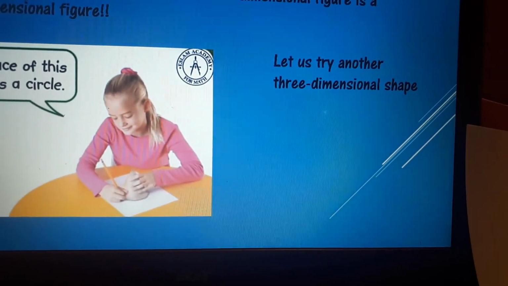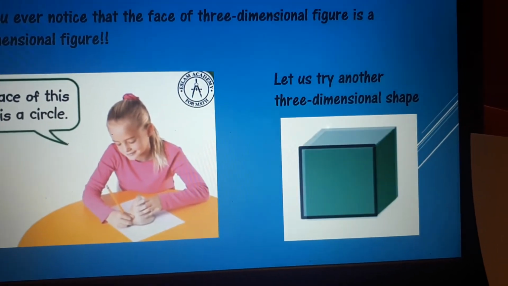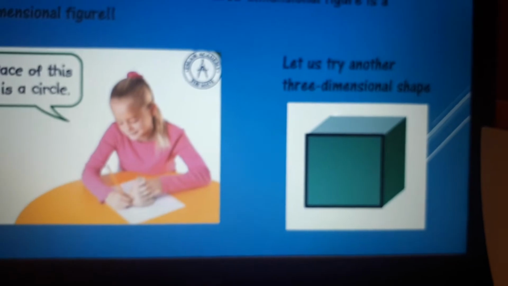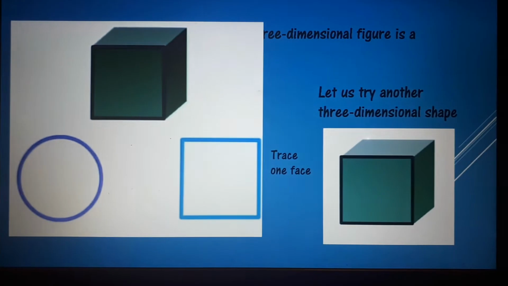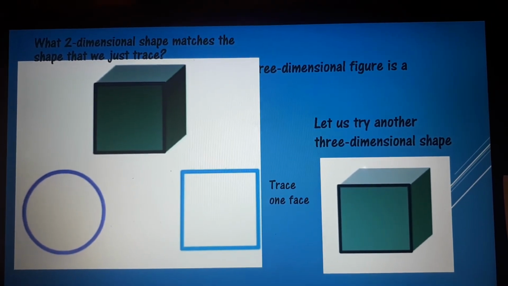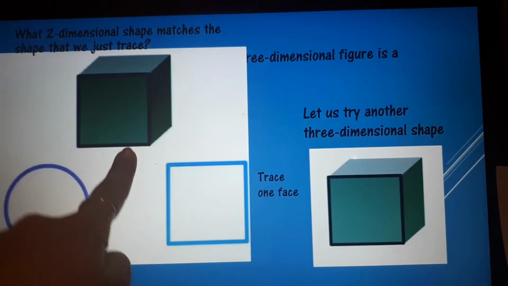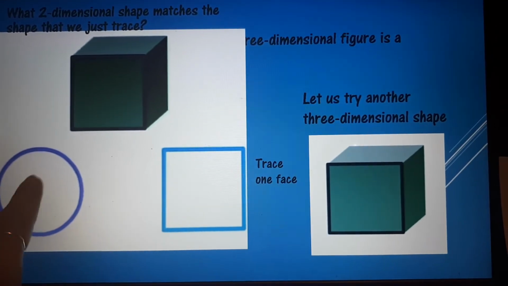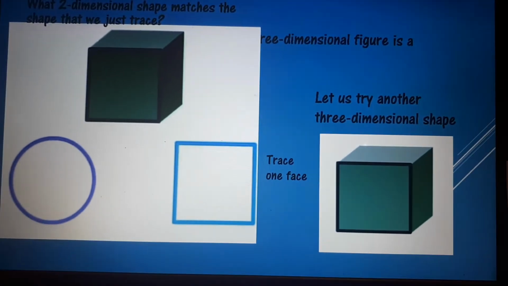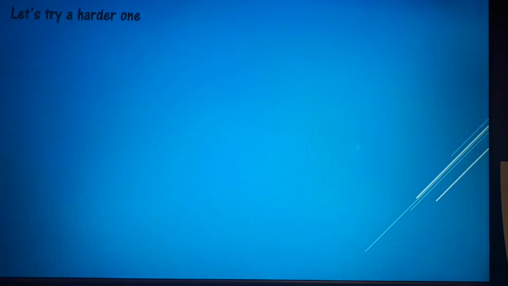Let's try another three-dimensional shape like the cube that we drew in your book. So trace the face of the cube, and then what do you think? What two-dimensional shape matches the shape that we just traced? Is it circle or square? Look here. Is it circle? No, it's not circle. Circle is for the cone that we saw before. It's a square. Yes, that's right. It's a square.